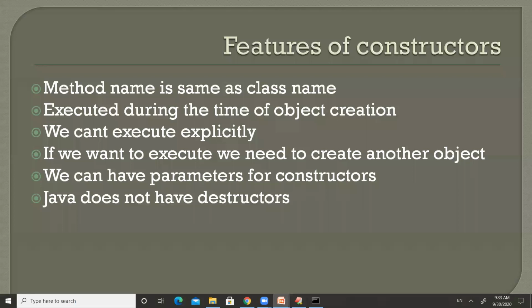In case of the methods M1 or M, we can execute the methods any number of times by calling object.m, object.m, object.m. If I call the method 3 times, that method will get executed 3 times. But in case of constructors, we cannot call them explicitly. We can only call them during the time of object creation.